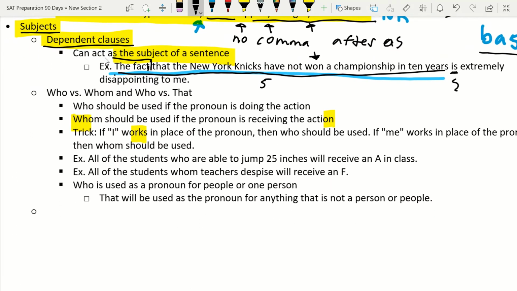All right, now let's talk about subjects real quick. So we got dependent clauses. A dependent clause can act as the subject of a sentence, which is kind of a weird idea to think about at first, but when you take a look at this example, you'll see what I'm talking about, and you'll be like, oh yeah, that makes sense.